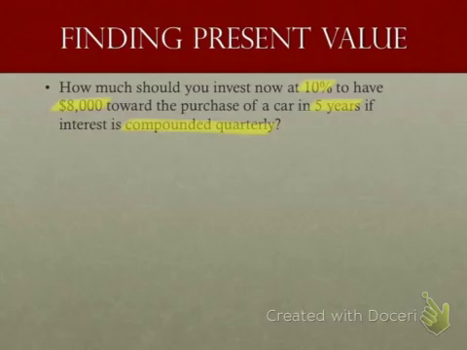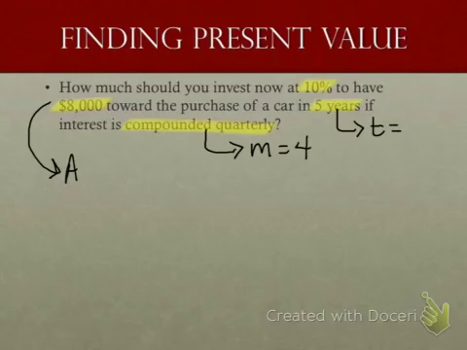And then we need to recognize that we are compounding this quarterly. Okay, so this 8,000 represents our A. That is the amount we want to end up with. This, being compounded quarterly, represents our M, which will be 4. We'll be compounding 4 times in a year. The 5 represents our T for 5 years. And the 10% represents our R, which is a 10% annual interest rate.